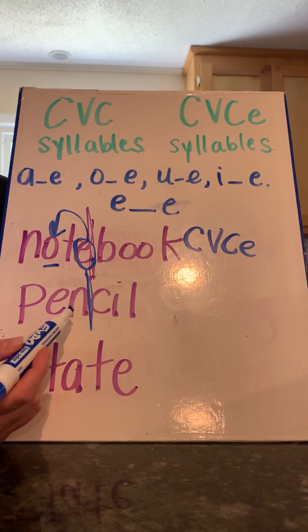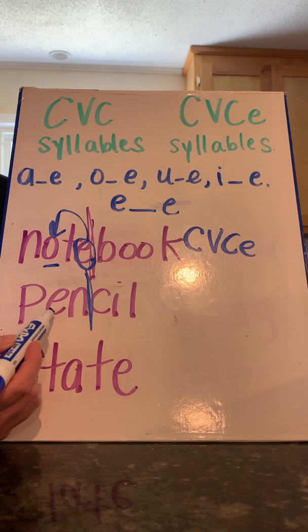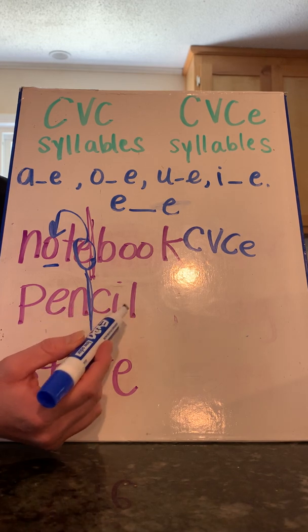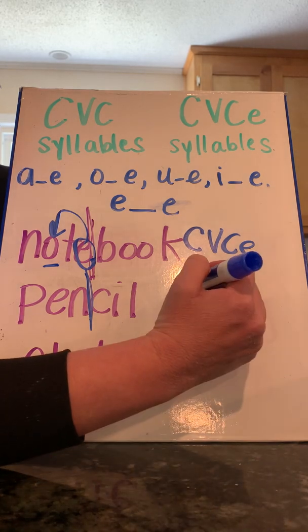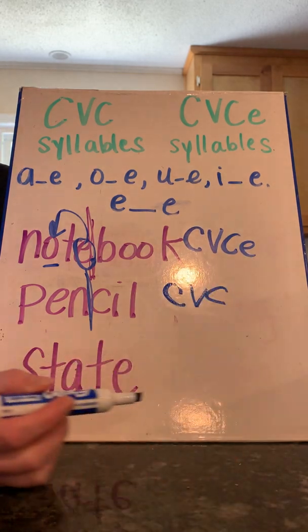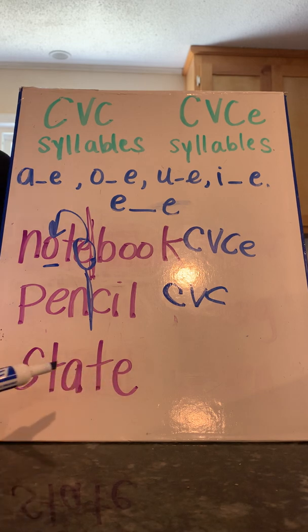Now let's determine, does this have a CVCe syllable in it or not? Pen. I don't see any sneaky E telling the E vowel to say its name. Sil, I have an I, but I do not see an E telling the I to say its name. So this would only have CVC syllables in it. Now let's look at the last word.